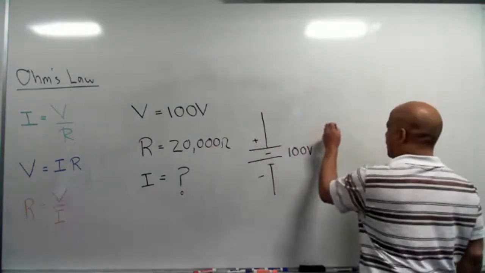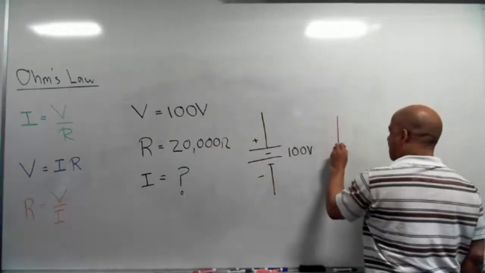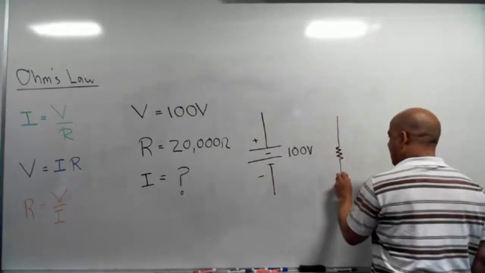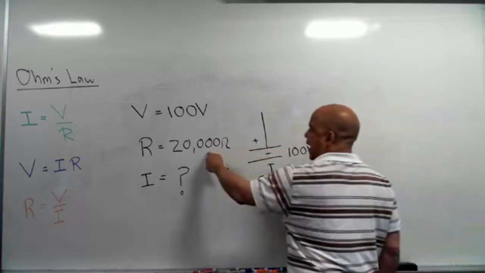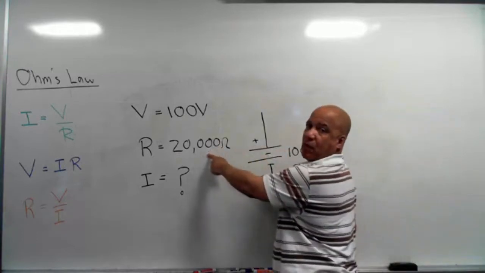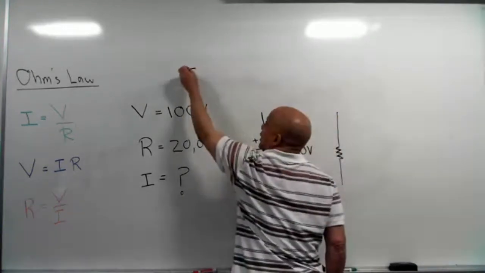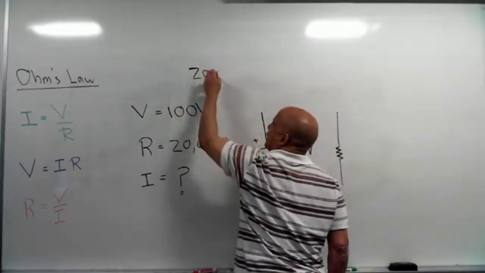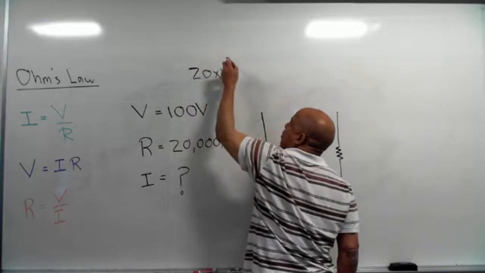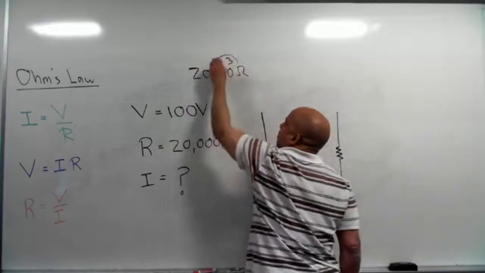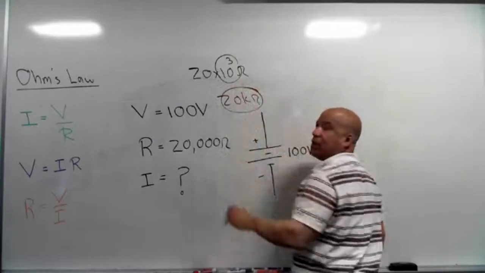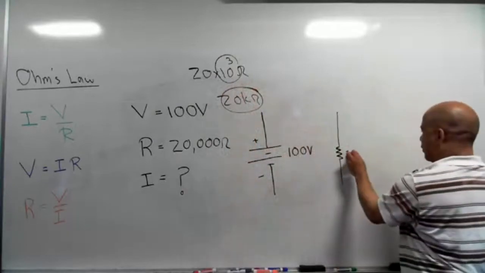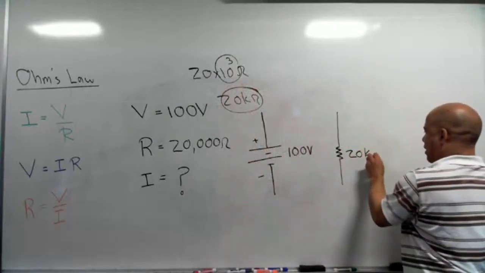Resistance is 20,000. So here's a symbol for a resistor. Now, they have it written as 20,000, but we would never write it that way. We know 20,000 is 20 times 10 to the third ohms. And I can replace that with 20, and it'll be kilo ohms. So this is the way an engineer will write it. So this is 20 K ohms.